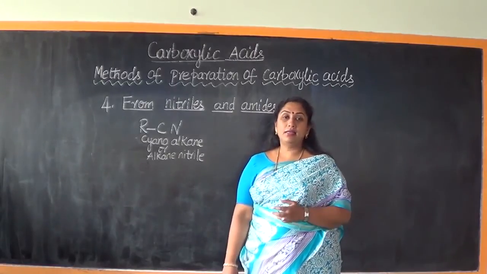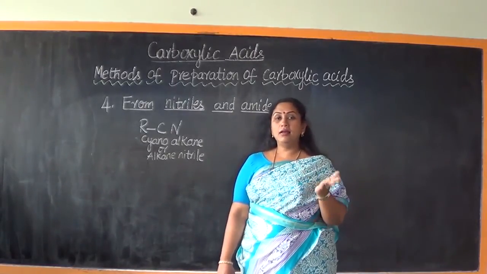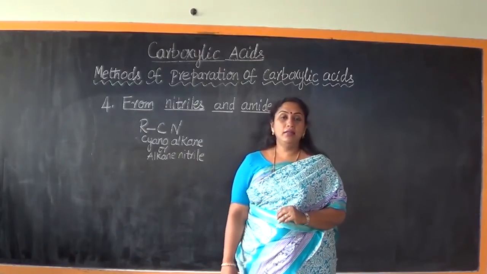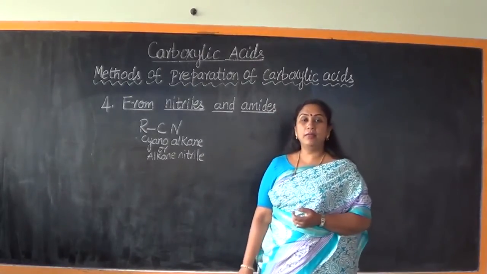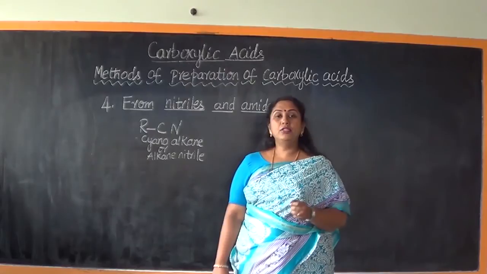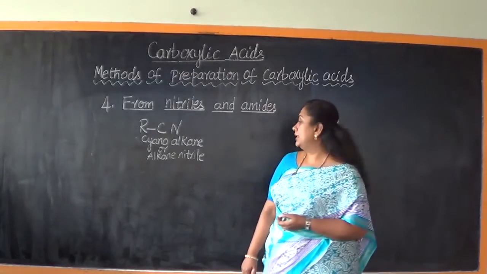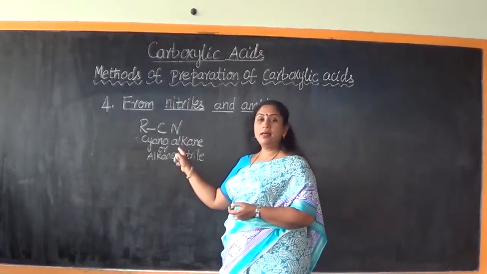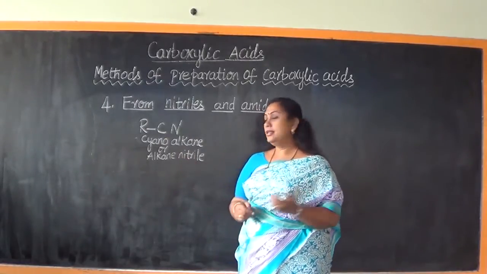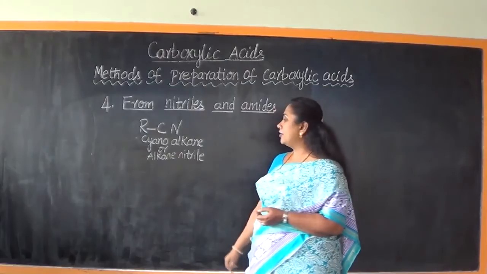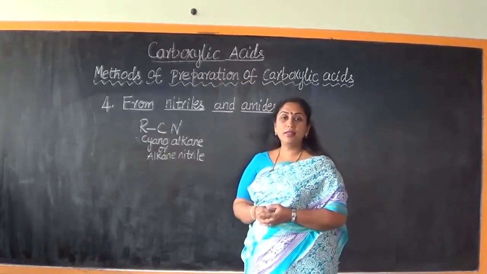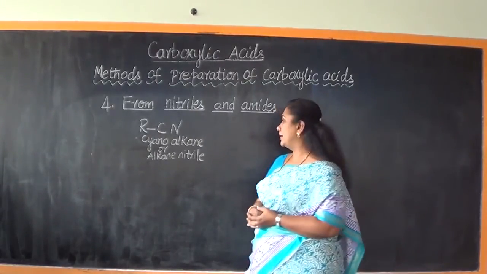If I tell it as alkyl cyanide, then it is trivial nomenclature. Trivial nomenclature will be alkyl cyanide. IUPAC nomenclature can be either told as cyanoalkane or else by the name alkane nitrile. When I illustrate this with an example, you will understand better.